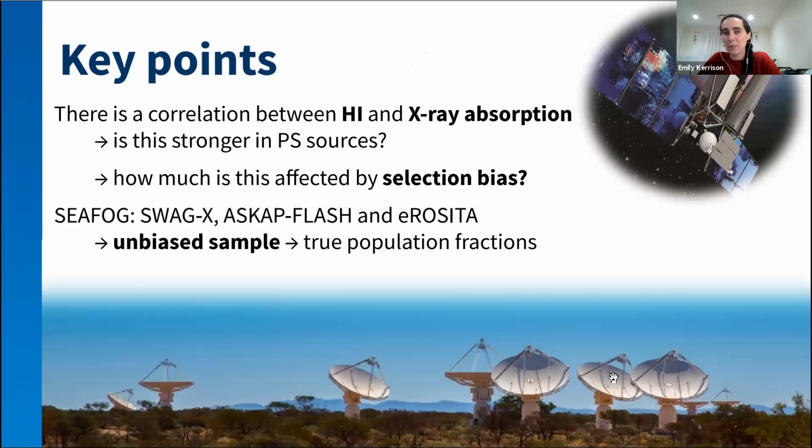So this is what I hope you've taken away from my talk. There is, it would seem, a correlation between HI and X-ray absorption, but we can't tell yet from historic samples whether this is stronger for peaked spectrum sources or whether it exists in them alone. It's very possible that what we're looking at the moment is affected by selection bias. However, the good news is with ASKAP, we're going to be getting lots of new data very, very soon that will provide an unbiased sample and allow us to ask and answer questions about the true fractions of the radio population that are absorbed and the population which has X-ray absorption or not. And I think that's about all I have time for.